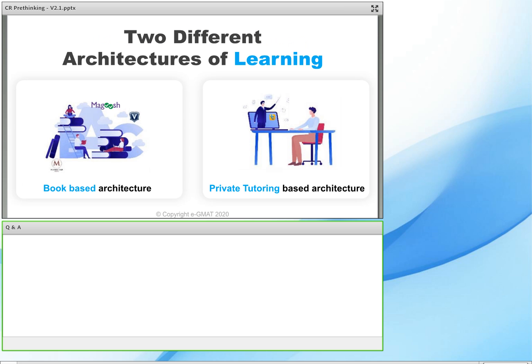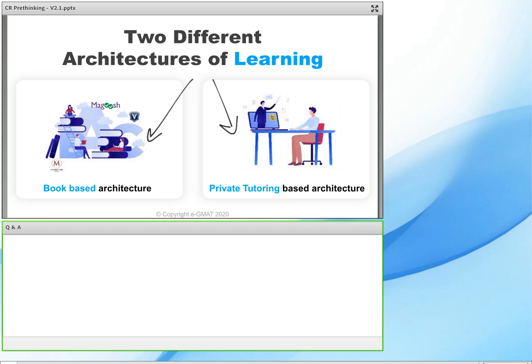So, a decade back when Pyle and I started e-GMAT, by the way, if you've not connected with us, connect with us on LinkedIn. We are both techies, we are both educators, and we wanted to do something that makes learning more efficient. As we researched, we found that there were 2 architectures of learning overall, regardless of whether you look at K-12 learning, your college education, or PhDs or master's education. One is what we call a book-based architecture, and the second is a private tutoring-based architecture.